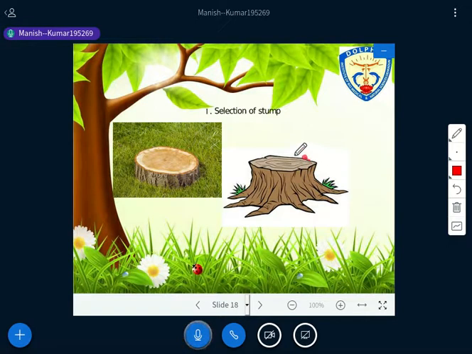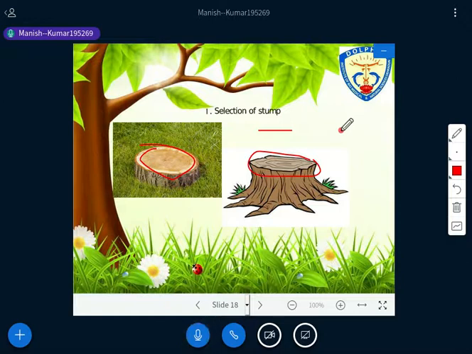So this is the cross section. Have you seen that this is the cross section? This part is called the cross section. As per the definition I have told you, the stump cross section. So first is selection of stump, right? So how does it have to be done?